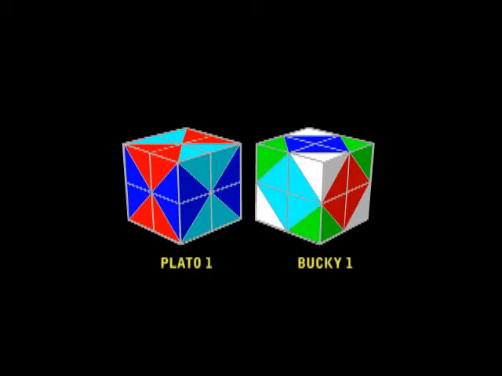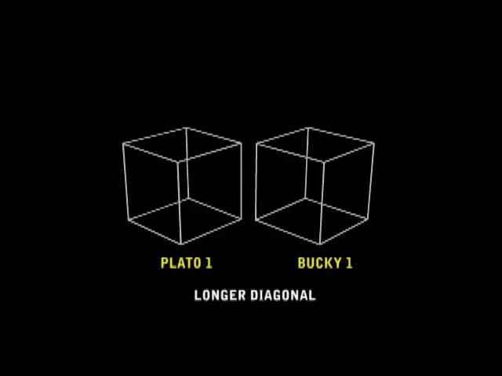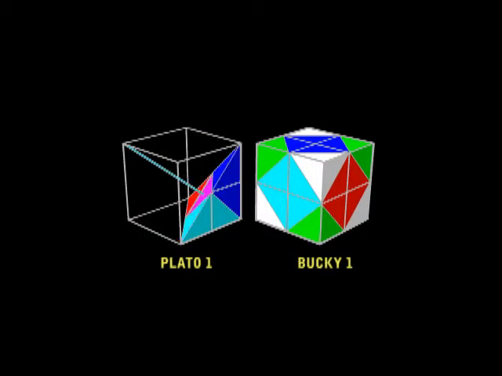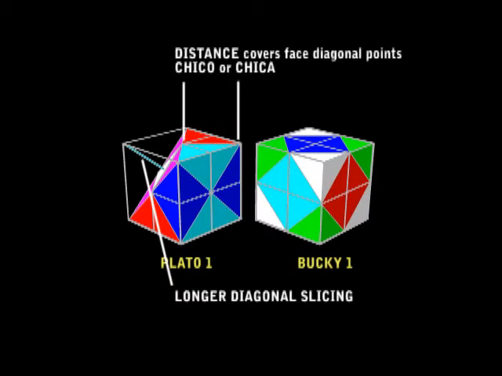Okay, to show this, we'll just go to the cube outlines first. And let's look at the longest diagonal. The cubes may be sliced perpendicular to this diagonal. If you study closely, you will see that each slice is perfectly parallel. And the distance between each slice is the length of the diagonal of the face of a Chico cube.